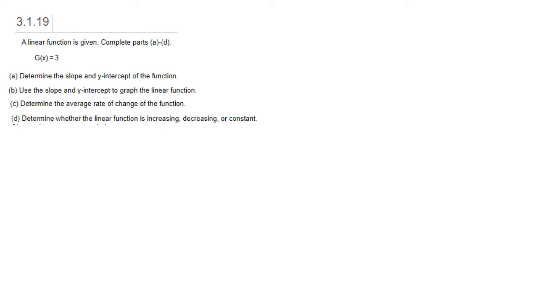Okay, just as before, determine the slope and y-intercept. Now this one is slightly tricky, because what number is multiplying x? Well, I could rewrite this as 0x plus 3. The slope is 0, and the intercept is 3, or y equals 3.